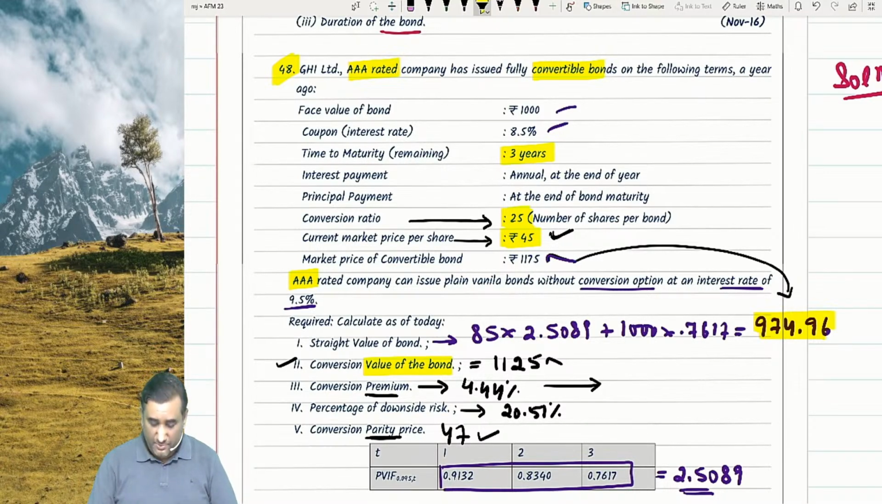Conversion ratio is number of shares per bond. Current market price is 45, and the current market price of the convertible bond is 1175. The company can issue a plain vanilla bond without conversion option at an interest rate of 9.5. What is the straight value of the bond?